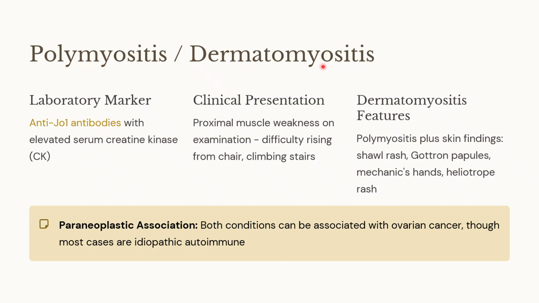Polymyositis and dermatomyositis: when there is only muscle weakness on examination, like weakness rising from the chair or weakness climbing the stairs, that is polymyositis. When it is associated with dermatological features, it is dermatomyositis. Both are seen as a paraneoplastic condition for ovarian cancer, though they can even occur as autoimmune idiopathic conditions also. So how do we confirm this? There are anti-Jo antibodies with elevated serum creatine kinase.